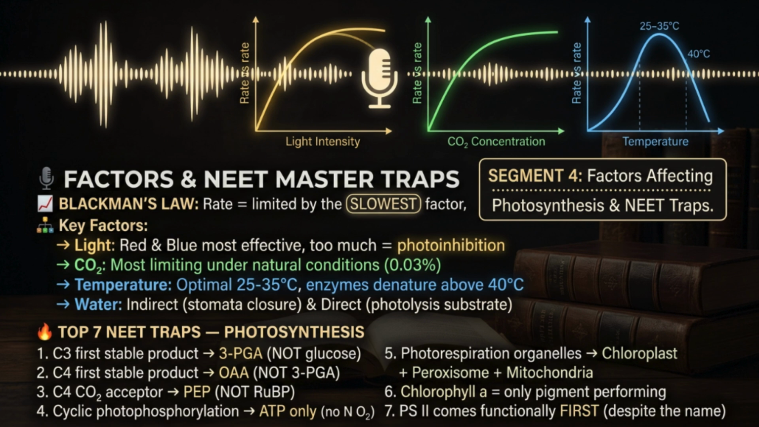4. Cyclic photophosphorylation produces only ATP, no NADPH, no oxygen. 5. Photorespiration occurs in 3 organelles, chloroplast, peroxisome, and mitochondria. 6. Only chlorophyll a performs the actual photochemical act. All others are accessory pigments. 7. PS2 is functionally first, despite being named second. Don't let the numbering confuse you.